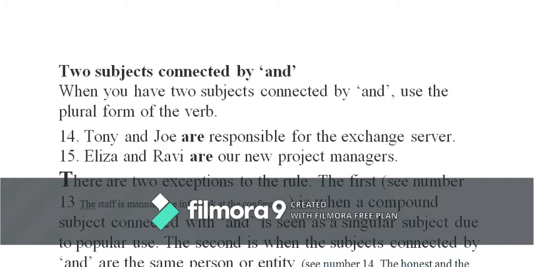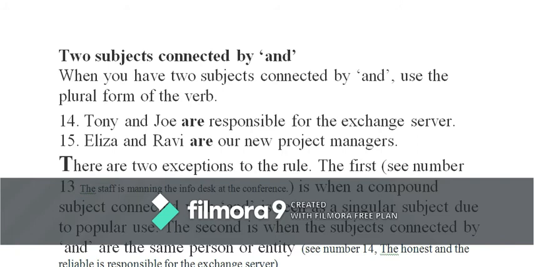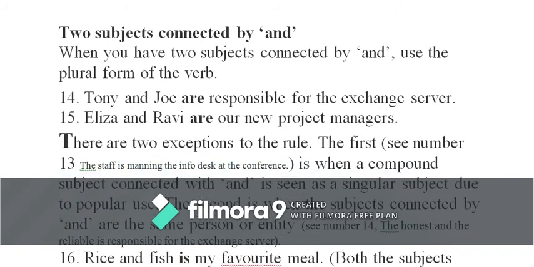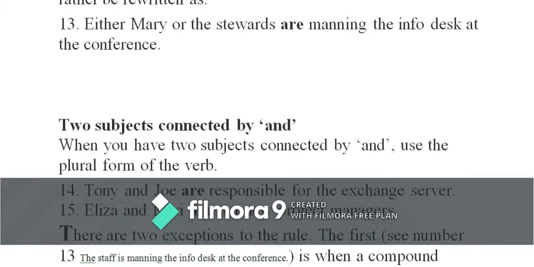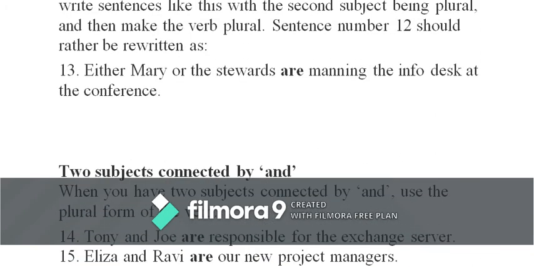Now there are certain exceptions to the rule. There are two exceptions. Now listen very carefully. Earlier we had seen two subjects connected with and, and it was taking are as the verb that agrees with it. Now let us see the exceptions. The first one, see number 13. Let us go back and check. That is, either Mary or the stewards are manning the info desk at the conference.